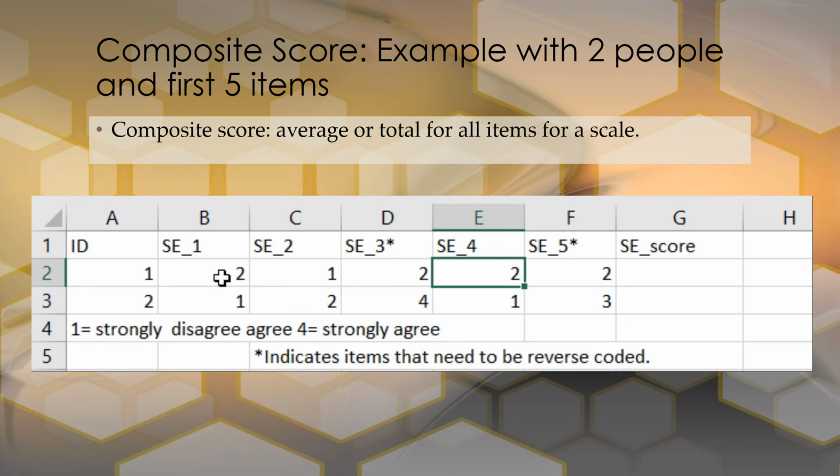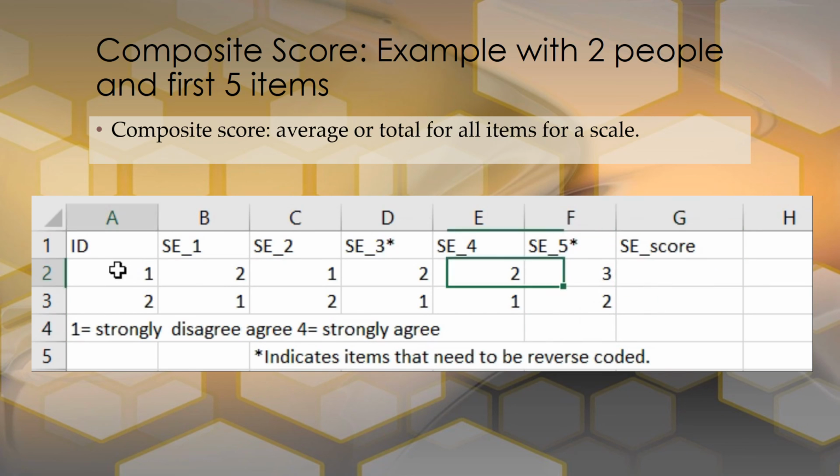And this one's fine, but this one's not okay. So instead of a 2, we want a 3 here. And these are fine, but this one again, we need to reverse code it and make it a 1. And then 5 is also wrong. So these people actually had pretty low self-esteem if you finally reverse code the items that need to be reverse coded.